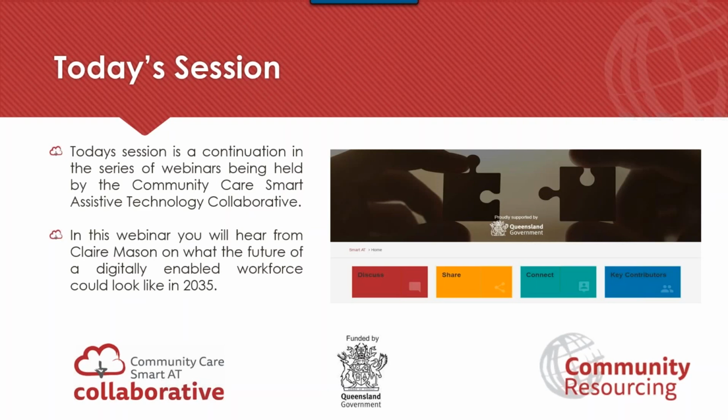Today's session is aligned to our focus on smart assistive technology and workforce development. Today's session will be delivered by Dr. Claire Mason from CSIRO. Claire leads the Socio-Economic Analytic and Innovation Initiative in Data61 CSIRO. This initiative specialises in harnessing structured and unstructured data to achieve insights for government and industry regarding the social and economic impacts of digital technology.